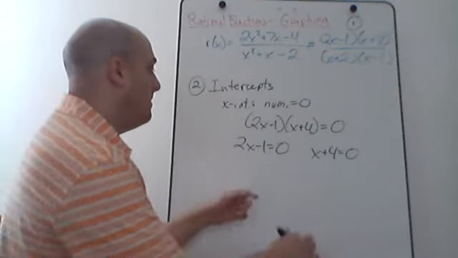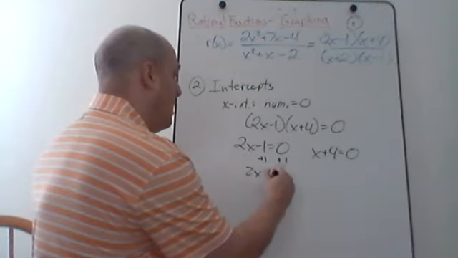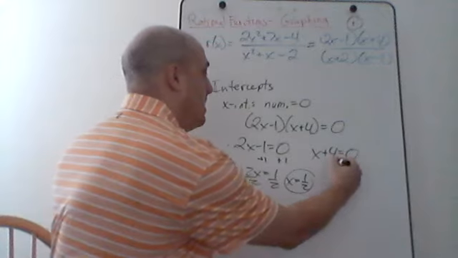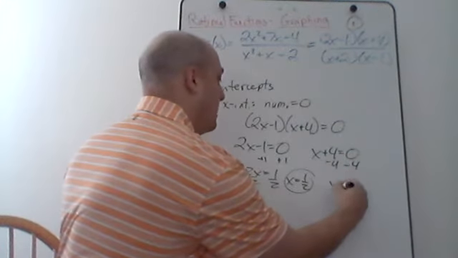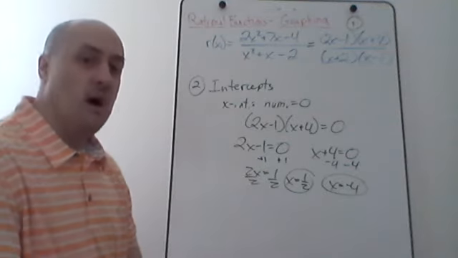So when I solve these, I'll add 1 over, and I'll get 2x equals 1, and then when I divide by 2, I get x equals 1/2, and then here, if I just subtract 4, I get x equals -4. All right, so I'm going to have 2 x-intercepts on this graph.